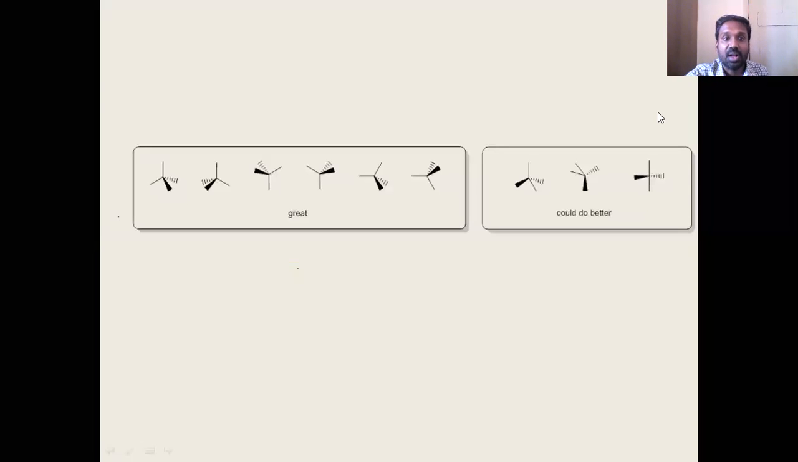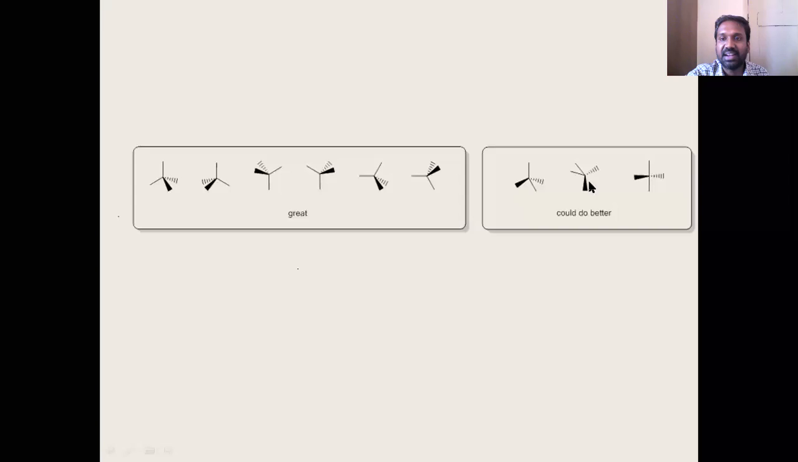Okay, see now, there are different ways of writing the projections. These are all the most common ways of writing wedge dash projection. Good ones, good ones. But you should better avoid writing like this, for example, the plus mark type.